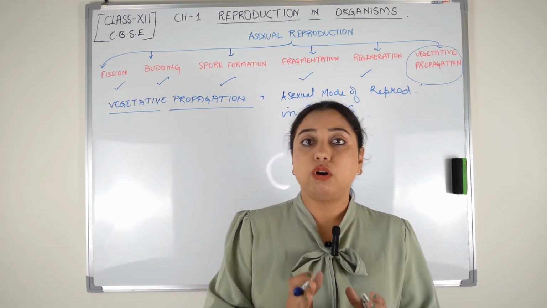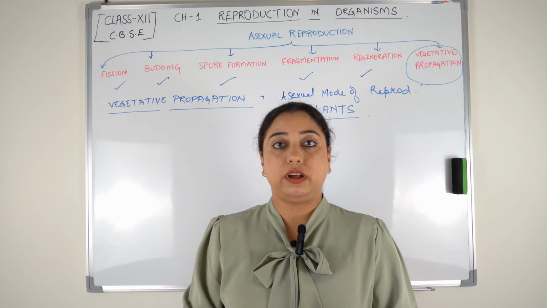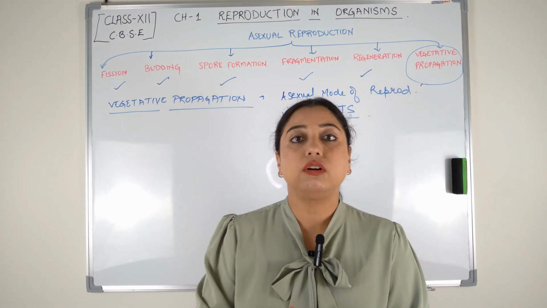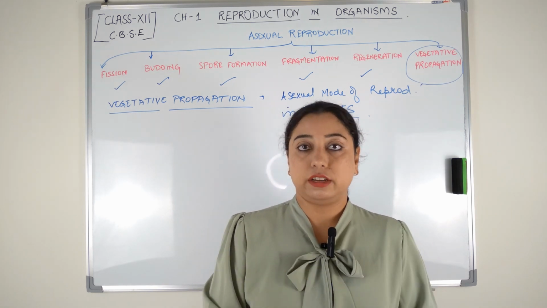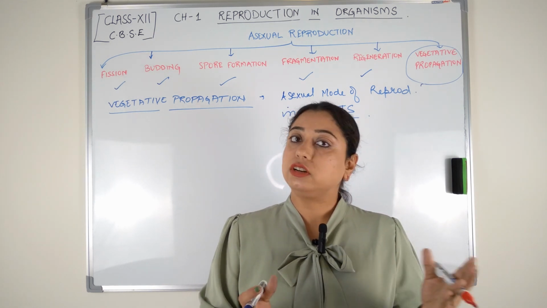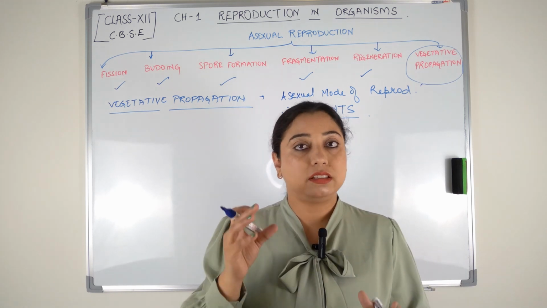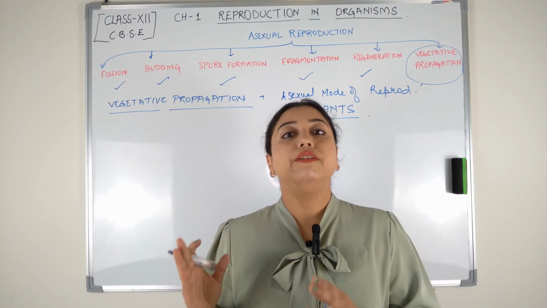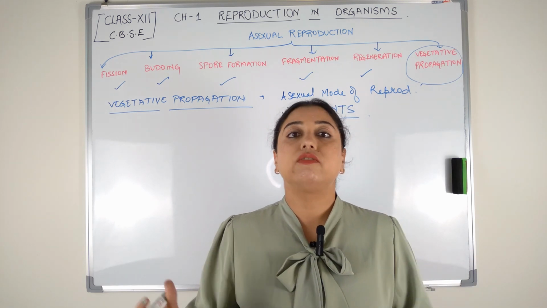But this mode of growing a new plant is considered as sexual mode of reproduction. Why is it so? Because the structure which we have used to grow a new plant is seed, and seed is a product of fertilization, right? And fertilization comes under sexual reproduction. Moreover, seed is formed inside the flower and flower is a reproductive unit. So when we grow a new plant by using seed, we are actually carrying out sexual reproduction.